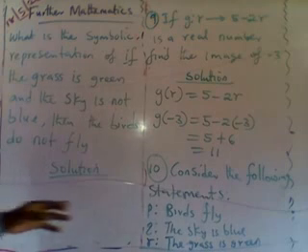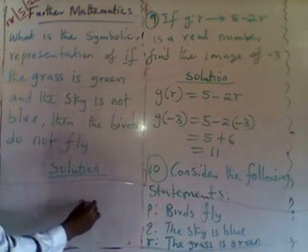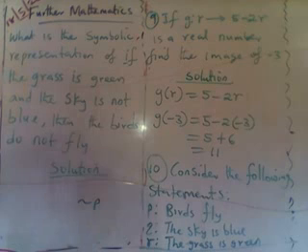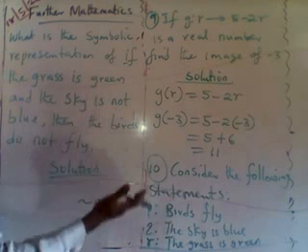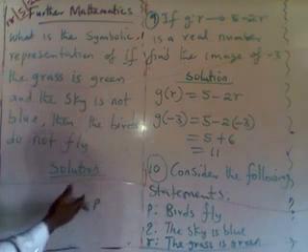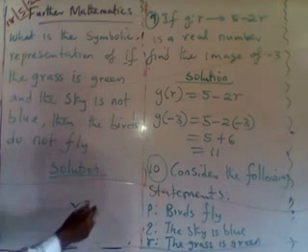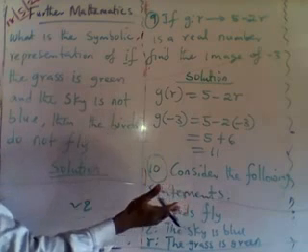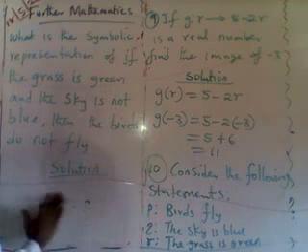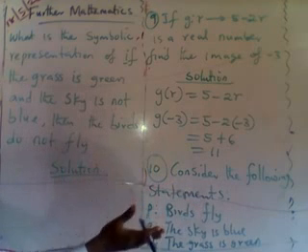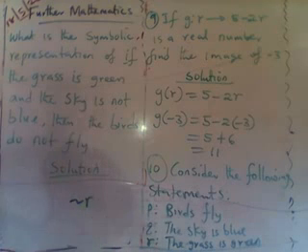Don't forget, P means birds fly. The negation of P means the birds did not fly, or it is false that birds fly. That is the negation of P. Then Q means the sky is blue. The negation of Q means the sky is not blue, or it is false that the sky is blue. Then R means the grass is green, so if the grass is not green, that means the negation of R.